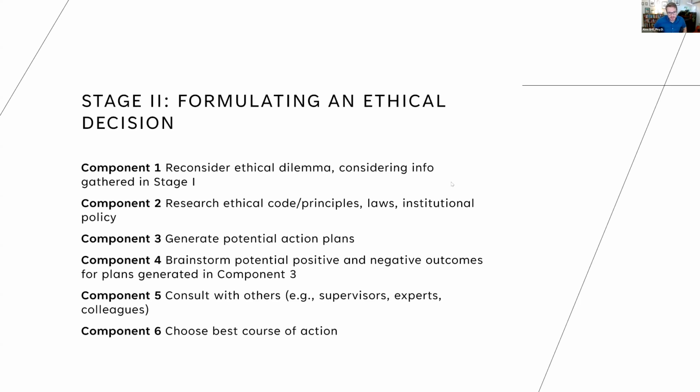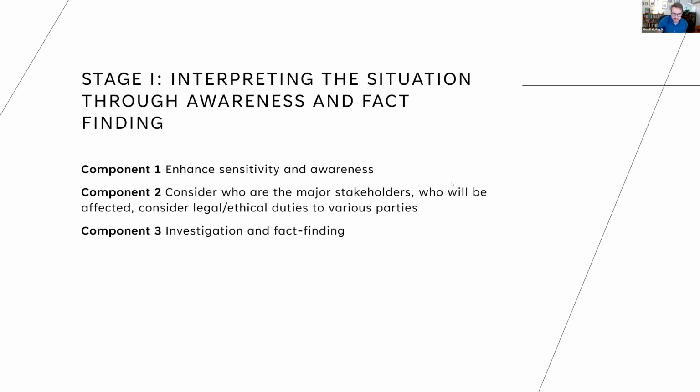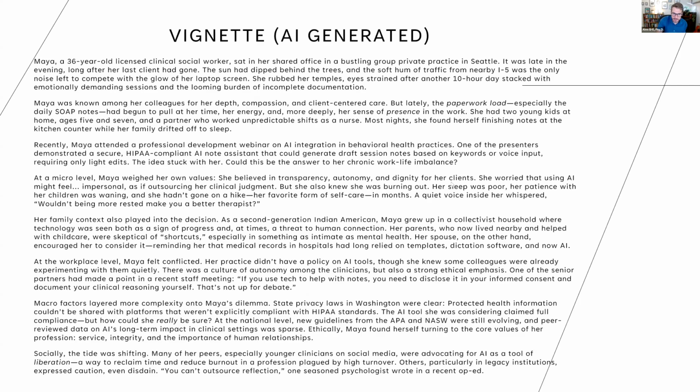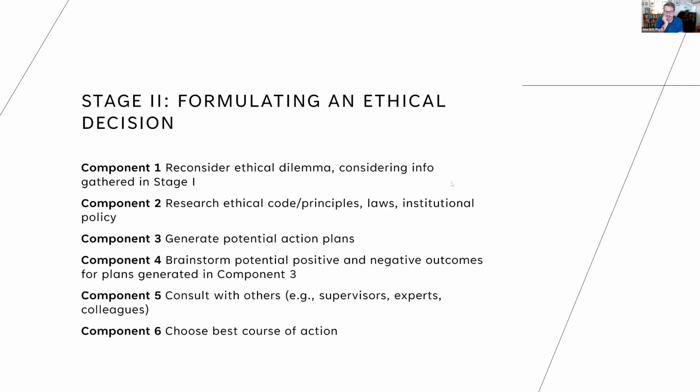At component two, this is where Maya is going to need to research ethical codes and principles. So I believe she's a clinical social worker. What does the NASW say here? They live in Washington State. So what are the state laws? Again, there is a suggestion in the chat that they look at their institutional policies. So that's something she absolutely needs to do here.